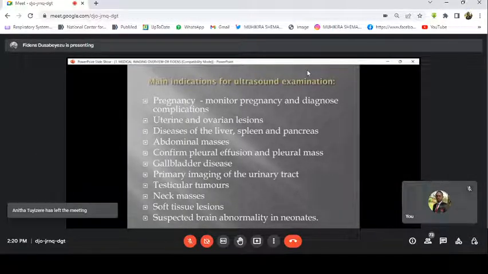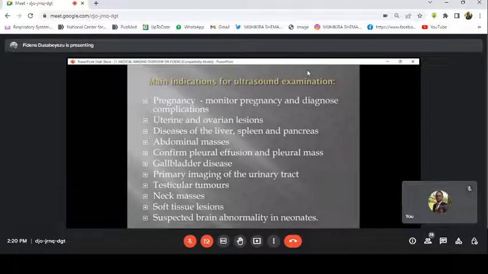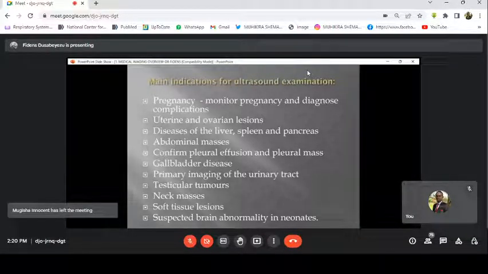Testicular tumors or testicular lesions, many different ones, testicular torsion, varicocele, or hydrocele, fluid in the testis, in the scrotum. You can see them very well on ultrasound. Neck masses, different masses on the neck, using that linear probe, you can see them very well and know this is this. Even soft tissue lesions, you can see them very well.